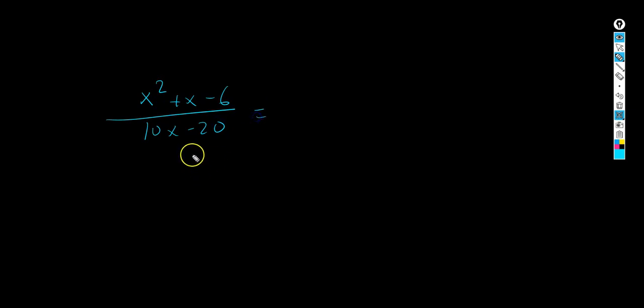Okay. All right, what if I have something like this? Well, again, you're going to have to factor numerator and denominator and get a product. So for the numerator, two numbers that multiply together to give me negative 6, but add up to give me positive 1. That's going to be positive 3 and negative 2.